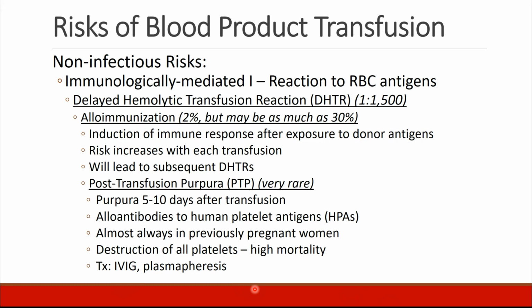There's also something called post-transfusion purpura, which is actually quite rare. This happens, purpura are big blotchy purple spots in your skin that happen 5 to 10 days after transfusion. This is due to alloantibodies to human platelet antigens. This almost always happens in women who have previously been pregnant and have developed these antigens. And it's actually very dangerous. It leads to destruction of all your platelets. And these patients may need IV immunoglobulin or plasmapheresis to exchange out these antibodies.